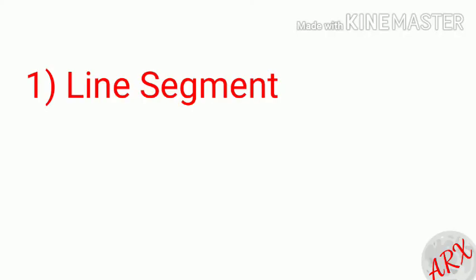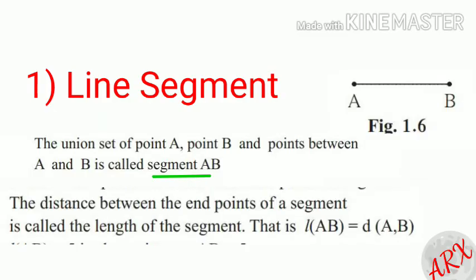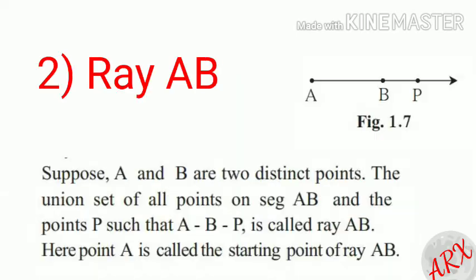First, line segment. The union set of point A, point B and points between A and B is called segment AB. The distance between the endpoints of a segment is called the length of the segment, that is, length AB equal to distance AB.